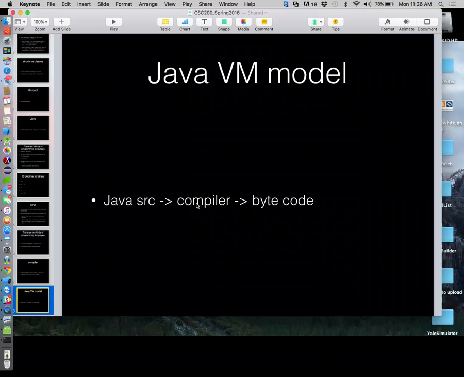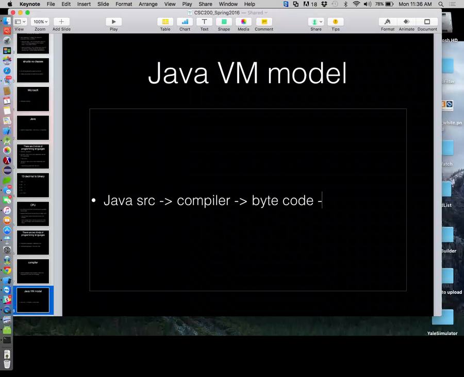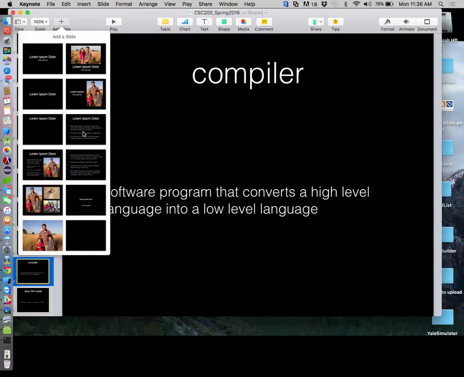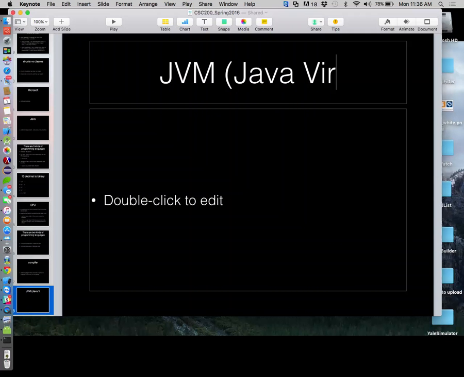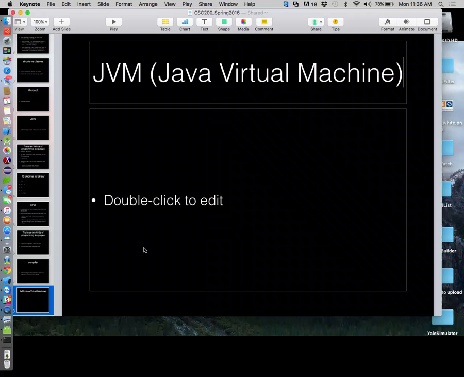Okay, so now let's continue looking at the Java virtual machine model. So we have the Java source code, which runs through a compiler, which then converts it to bytecode. This all happens prior to us actually running this program. Okay? That bytecode then runs through something called the Java virtual machine. Okay, well, what's a virtual machine? JVM, the Java virtual machine, is what this guy stands for.